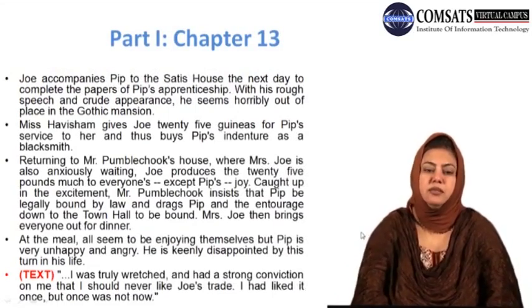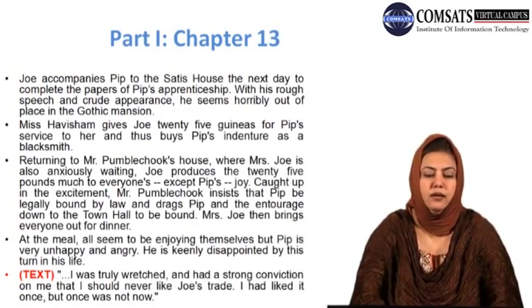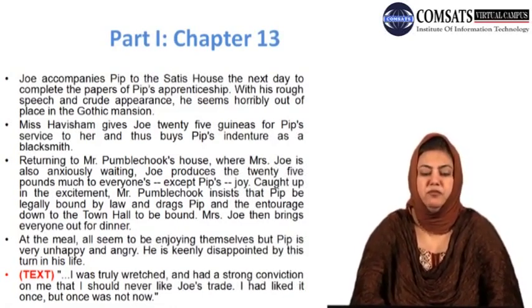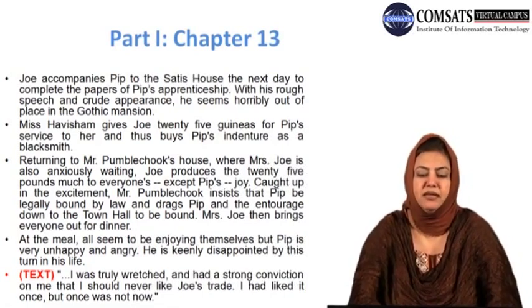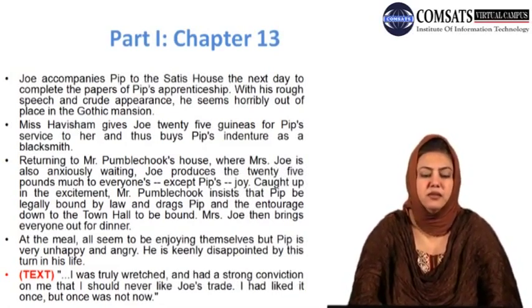This leads us to chapter 13, and let's quickly see what happens in chapter 13 of part 1. Joe accompanies Pip to the satyr's house the next day to complete the papers of Pip's apprenticeship. With his rough speech and crude appearance, he seems horribly out of place in the Gothic mansion. Miss Havisham gives Joe 25 guineas for Pip's service to her and thus buys Pip's indenture as a blacksmith.